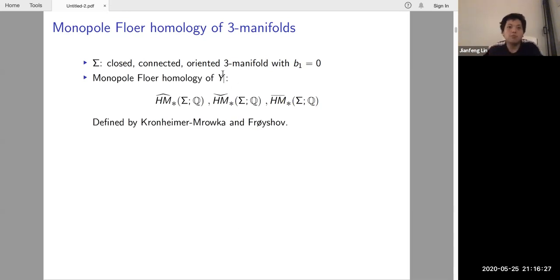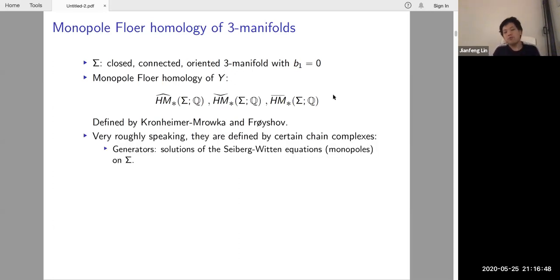The monopole Floer homology of sigma, well, there are three versions of them, called HM to, HM from, and HM bar. These are powerful invariants defined by Kronheimer-Mrowka, and for the case of rational homology three spheres, also by Froyshov.